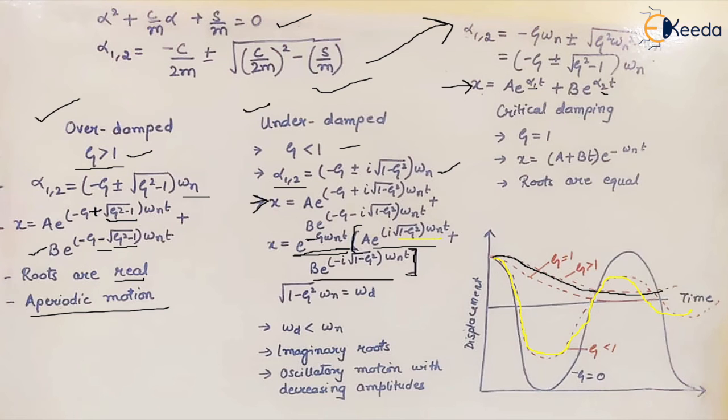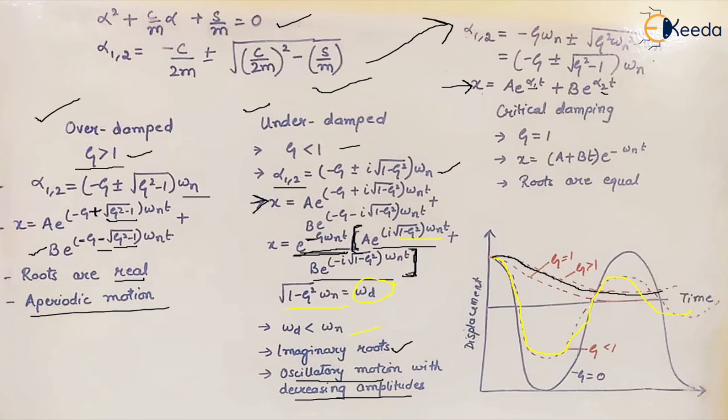So this factor that we are getting, under root 1 minus zeta square omega n, right? This is termed as omega d, which is the frequency of the underdamped system, and it is always lesser than the natural frequency of the system because amplitude is reducing continuously. So we are getting the imaginary roots and the oscillatory motion, because this part of the equation is showing that there is SHM type of motion, and the first part is showing that the amplitude is decreasing exponentially. So we are getting oscillatory motion with decreasing amplitude.